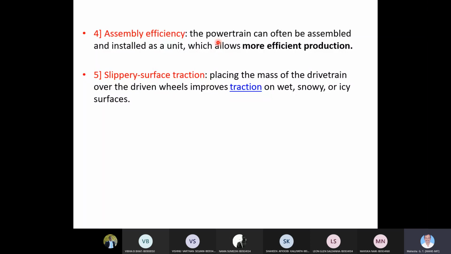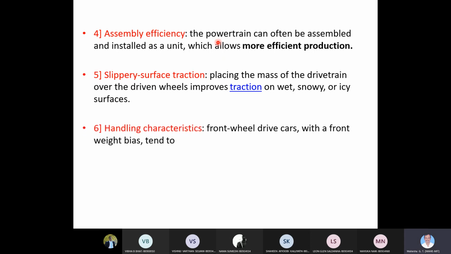Slippery surface traction will be better normally. Placing the mass of the drivetrain over the drive wheels means that much of the weight of the vehicle, because of the powertrain, falls upon the driving wheels, which are the front wheels only. That improves traction regardless of the surface on which the vehicle plies. Better traction is always available, even under slippery conditions, so the chances of losing traction will be very less.